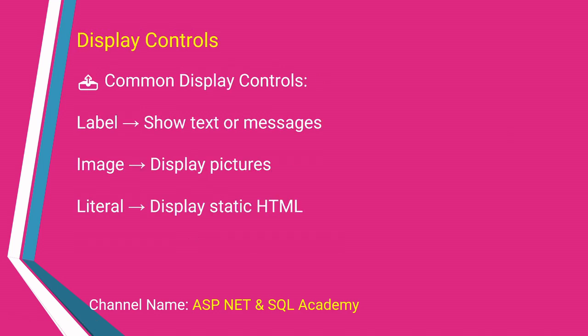To show messages or output on the page, use display controls like label and image. Labels are often used to show success messages or results from the user actions.